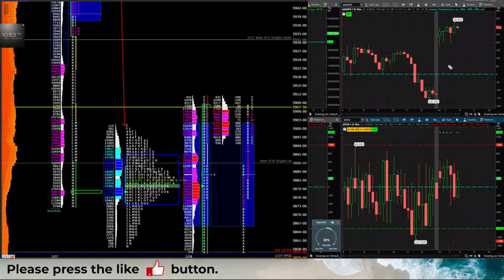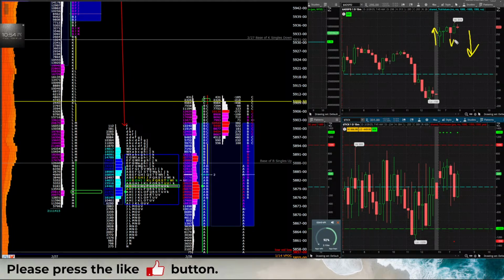So if more stocks are going up, they'll be going up. If more stocks are going down, they'll be going down. If it's about the same, they'll be going sideways. So today there is slightly more stocks going up than down.